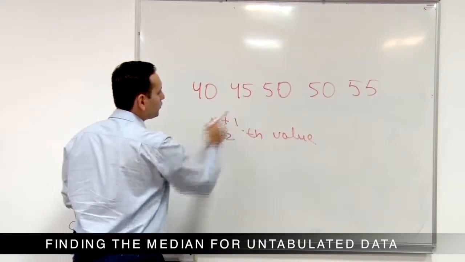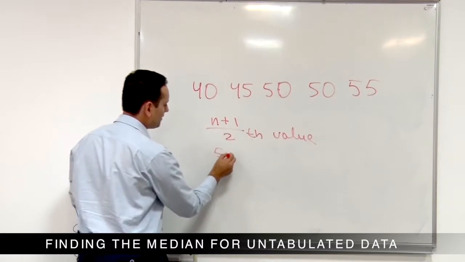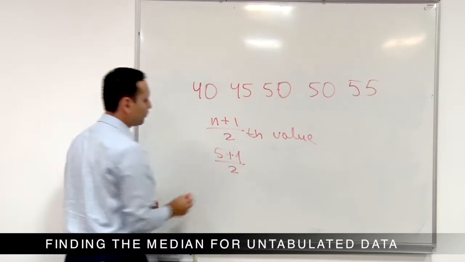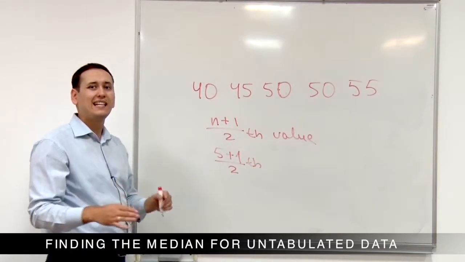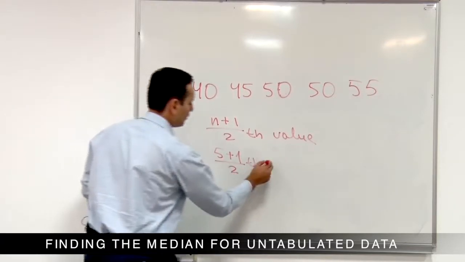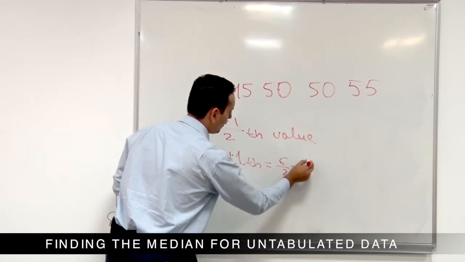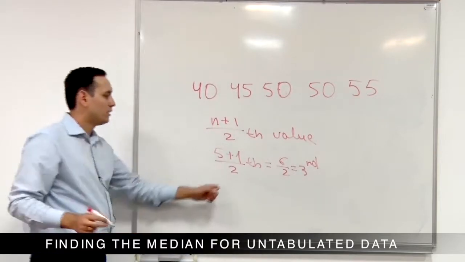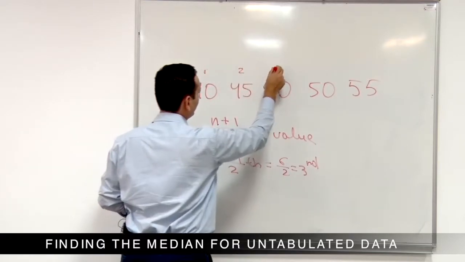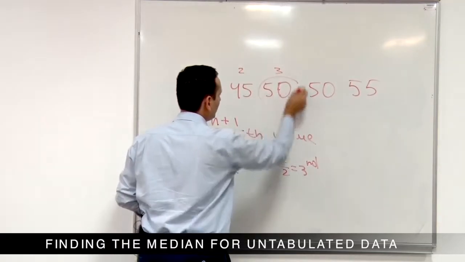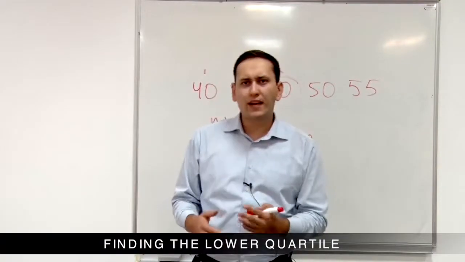Okay, how many numbers do we have in this data set? We have 5. So n is 5, plus 1, divided by 2. Remember, we are just finding the order, not the actual value, which is equal to 6 divided by 2, which is third. In our data set, the third number, so this is the first, second, third, so 50 is the median.